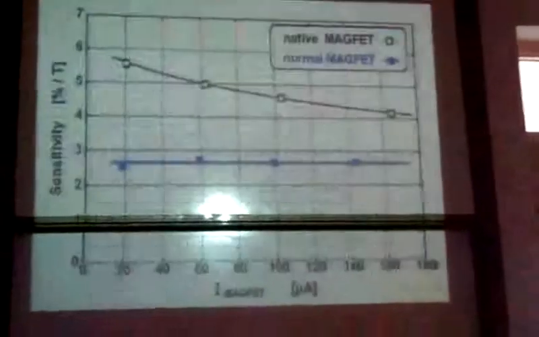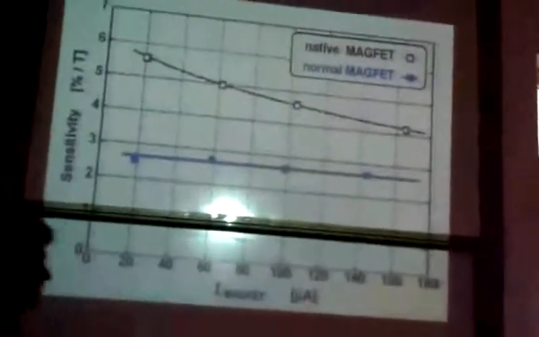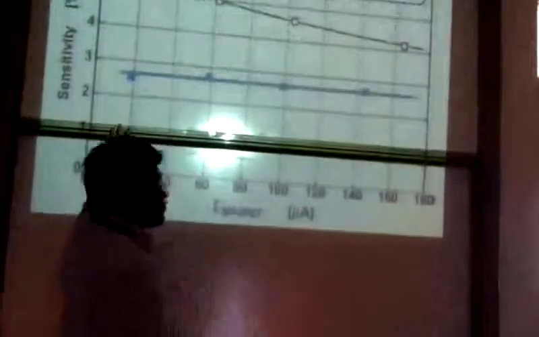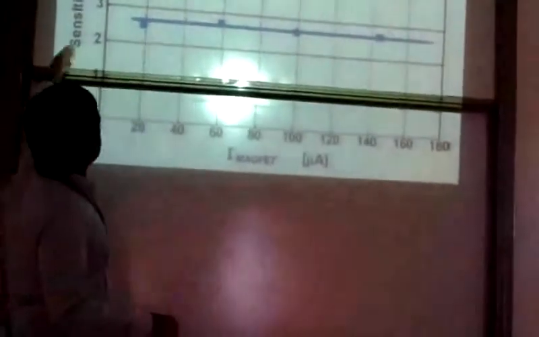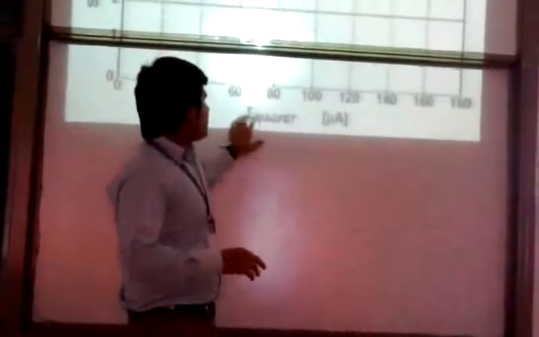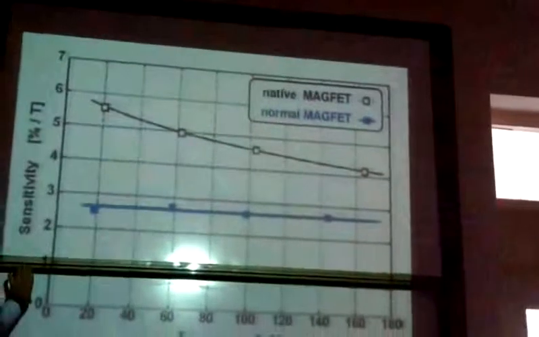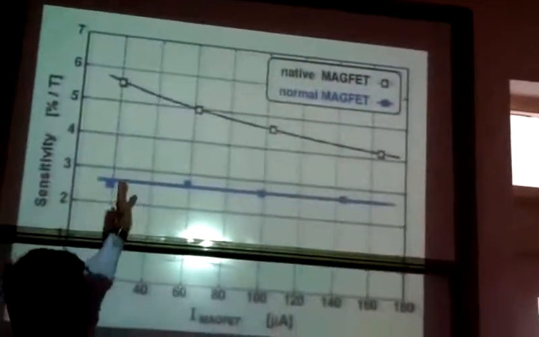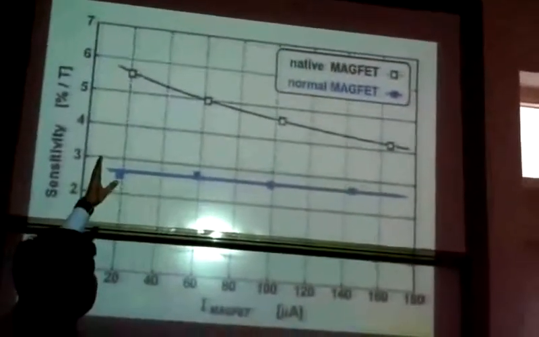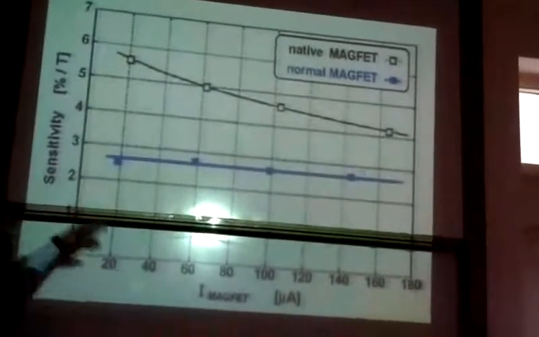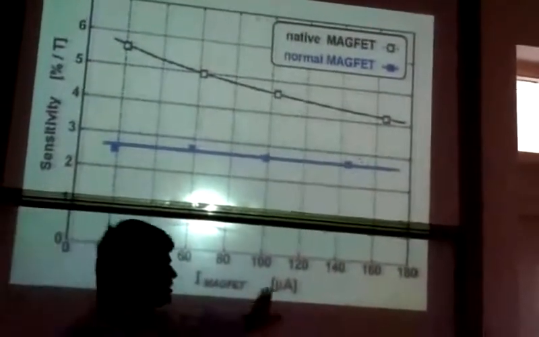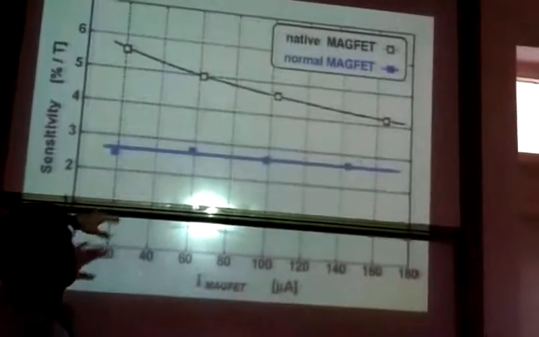The next one is the comparison between native and normal. See the normal, it is non-changing with sensitivity nearly accurate, and also when we increase the current, there is no difference in sensitivity, it's just a constant measurement. But in the native magnet, see the black line, it is very high at that point and also decreases with increasing current, but it has higher sensitivity than the normal magnet.